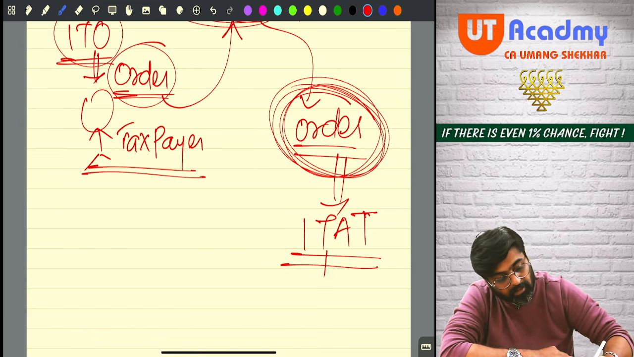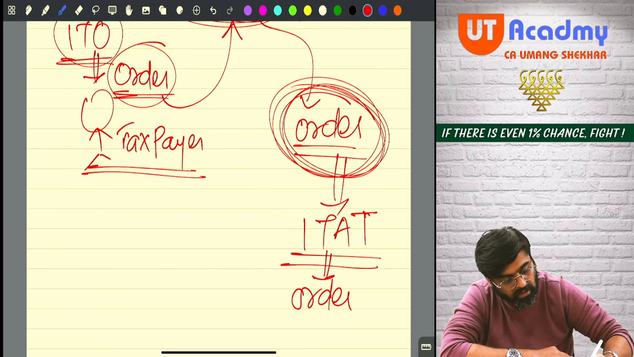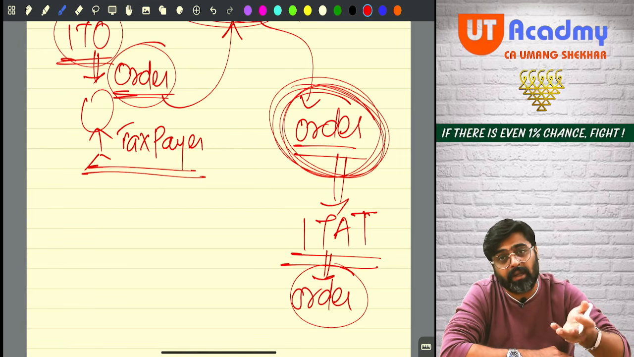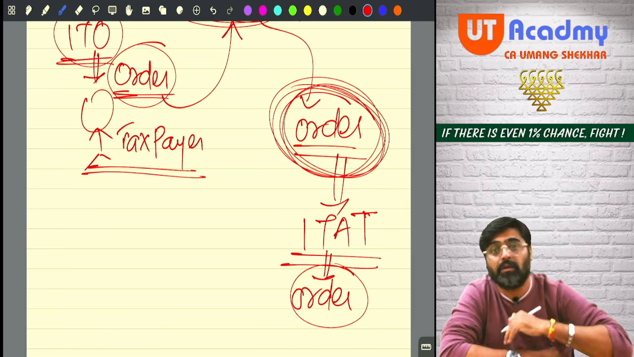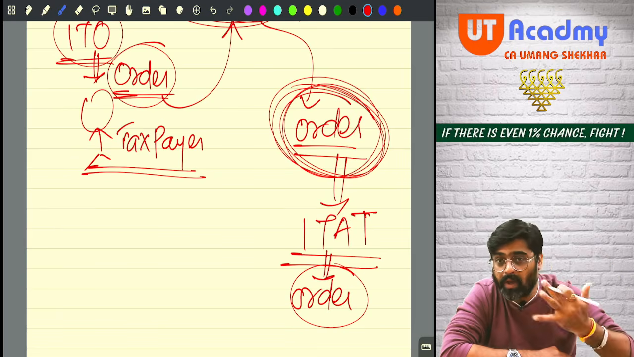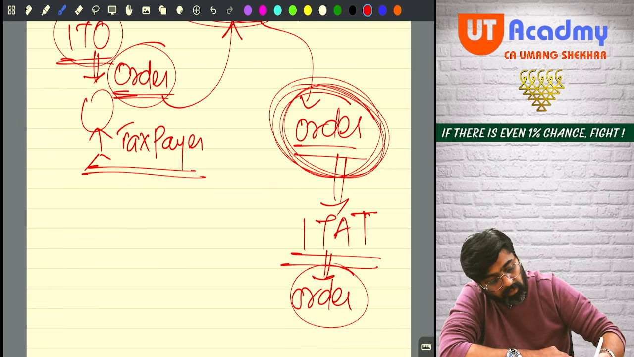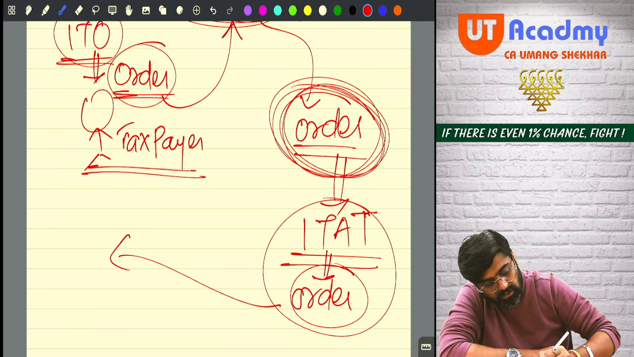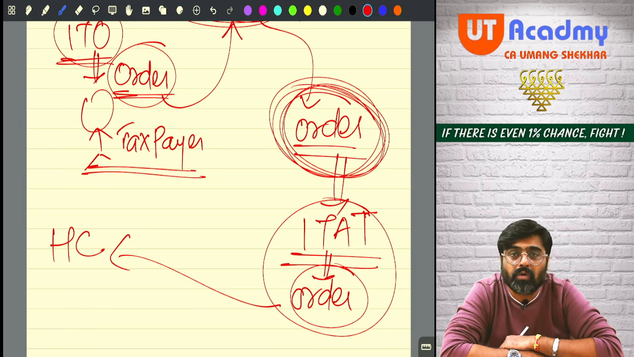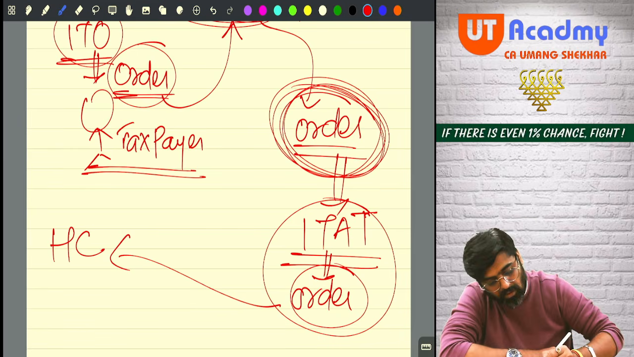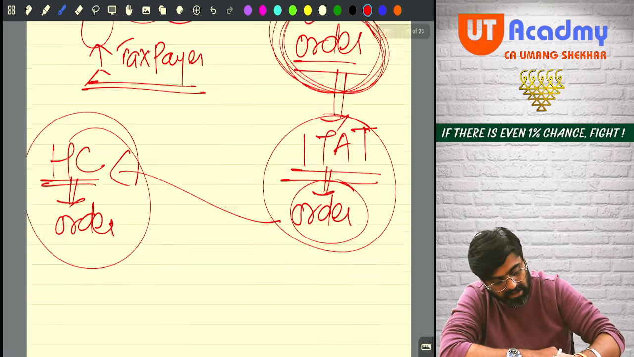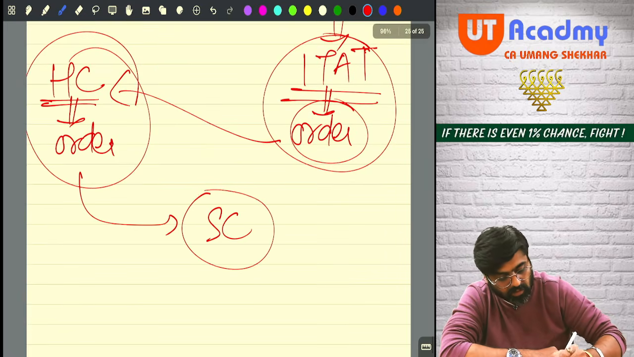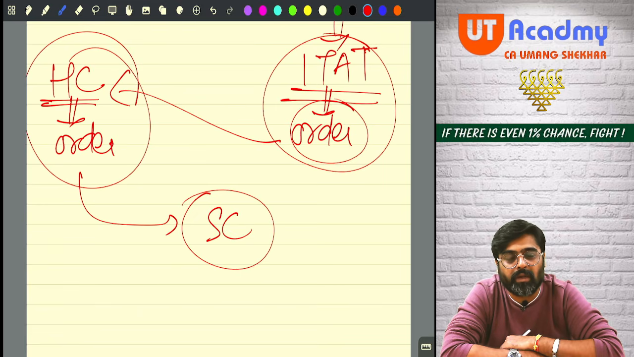And now the Income Tax Appellate Tribunal will also pass an order. It can be against you, it can be in your favor, it can be against the department or in favor of the department. Whoever is aggrieved by the order of ITAT will go to the High Court. Now the High Court will also pass an order, and the order of the High Court can be challenged in the Supreme Court. And once the Supreme Court decides something, that is final, and that becomes the law of the land.